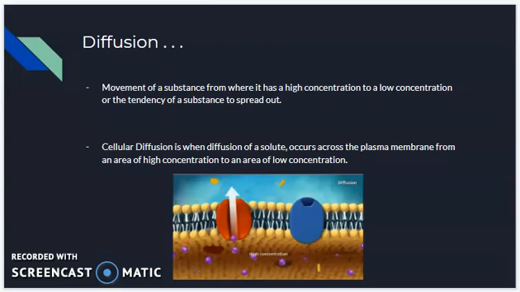Diffusion. Diffusion is the movement of a substance from where it has a high concentration to low concentration, or the tendency of a substance to spread out evenly over a given space.